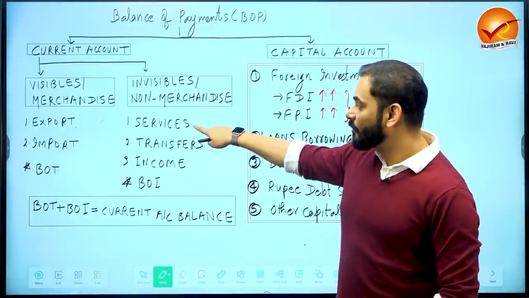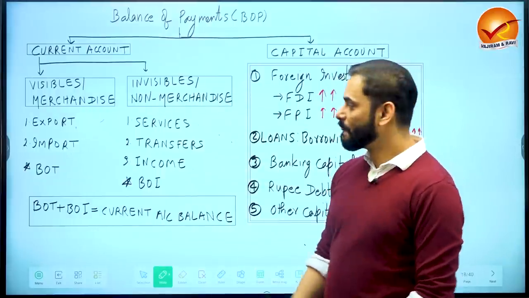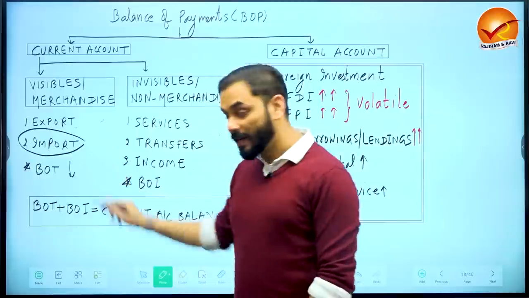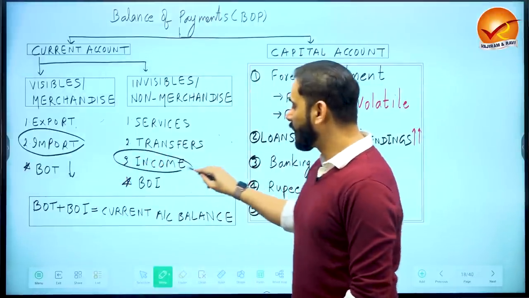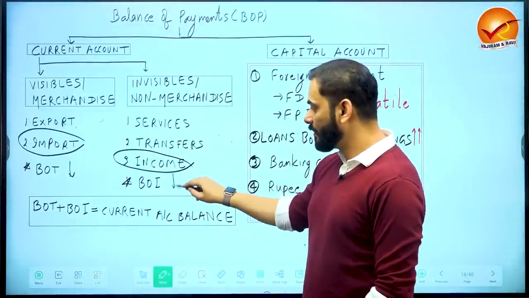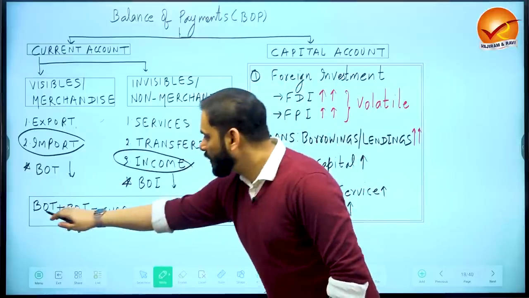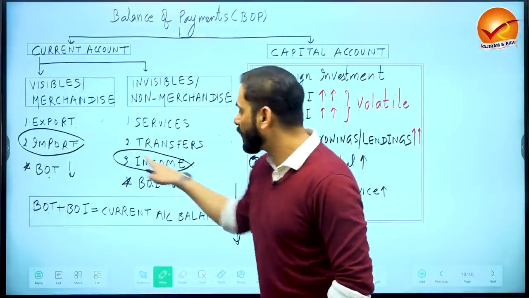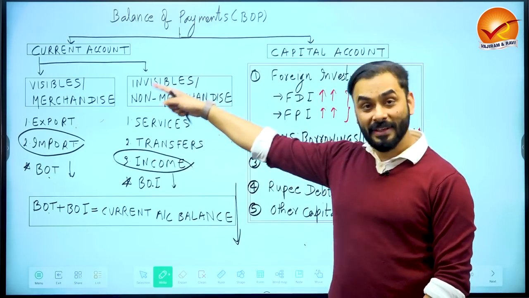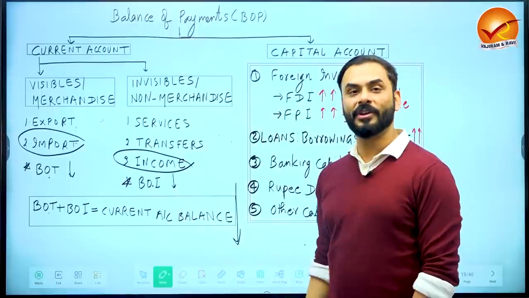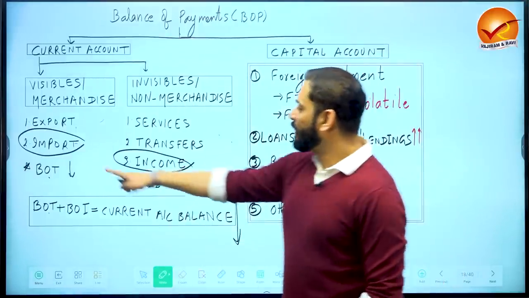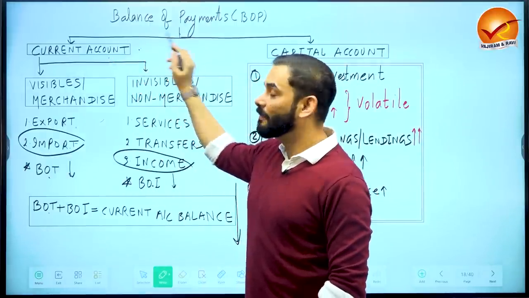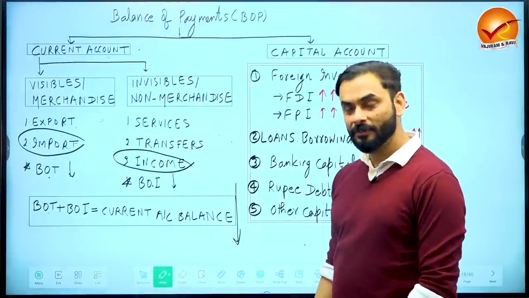In invisibles, we saw services, transfer and income. We saw that import has been very high in India, so balance of trade is very negative. We also saw income is the culprit, because of which balance of invisible is also reducing. So we saw that these two taken together, our current account balance became negative because of these two culprits, right? This is how the graph helps us to understand what is going on, isn't it? So if these two are not very good, of course your current account will not be very healthy. It will be unhealthy. That is what we saw.